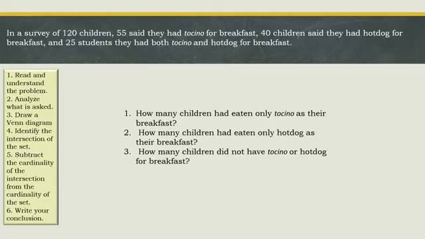Okay? First, tocino lang jud ang ilang gikaon. Second, hot dog lang jud because na only. And third, wala jud ni kaon og tocino or hot dog. Okay? So we do not know unsa ang ilang gikaon for breakfast. Then number 3, draw a Venn diagram.